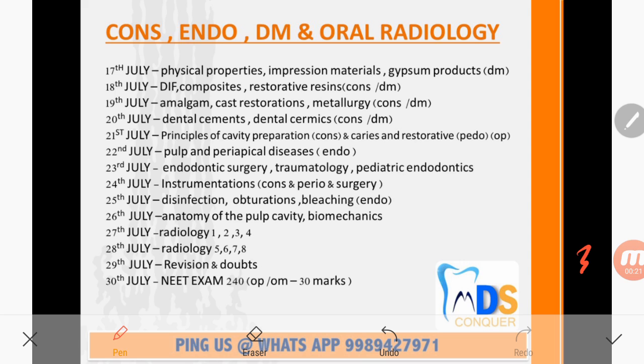I'm just going to explain, apart from these four subjects, my plan and my intention. I just want to cover a few more things like the pedo part, because pedo is going to be a part of cons and endo too. So you will have an operative part of pedodontics, as well as pediatric endodontics. I want to cover those two topics in cons as well as in endo. And as I already said last week, I want to cover a few topics of oral pathology: dental caries, which will be in the operative, whereas pulp and periapical diseases will be discussed in endodontics.